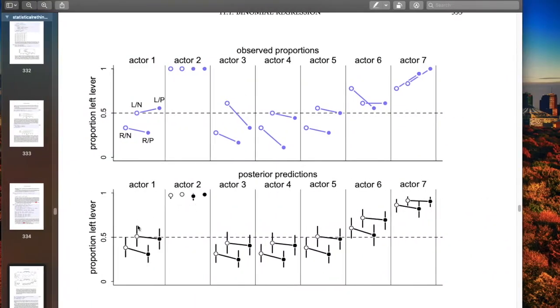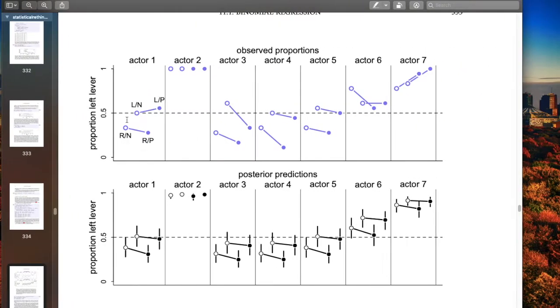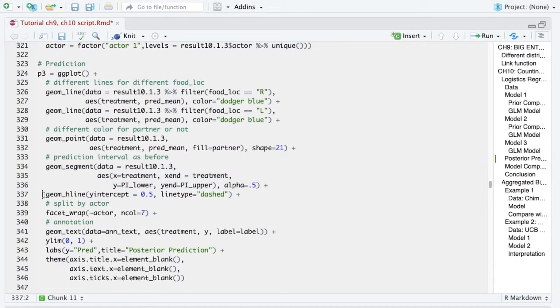And then the prediction intervals for our posterior, and again we can use the geom_segment function like before. The y and yend values will be the lower and upper bound of our prediction intervals. And then we would like to have these horizontal dashed lines at 50%. So we can use the geom_hline function, yintercept equal to 0.5, and the line type is dashed.